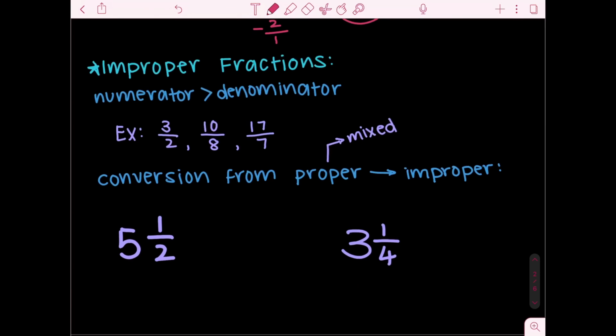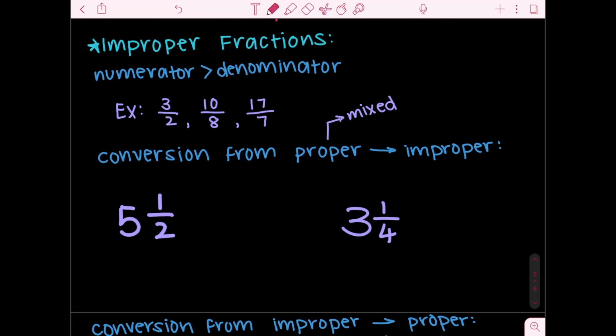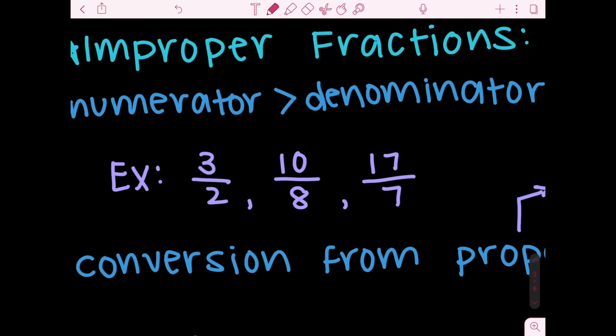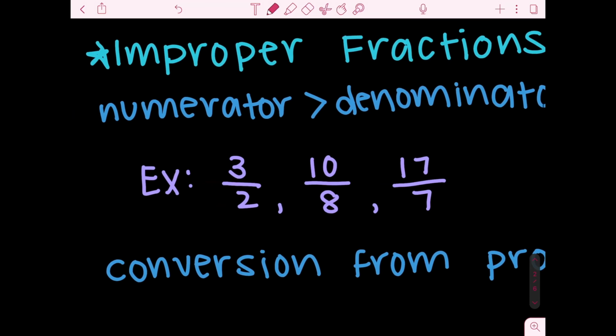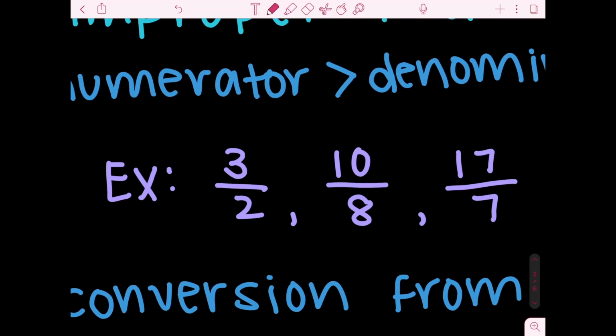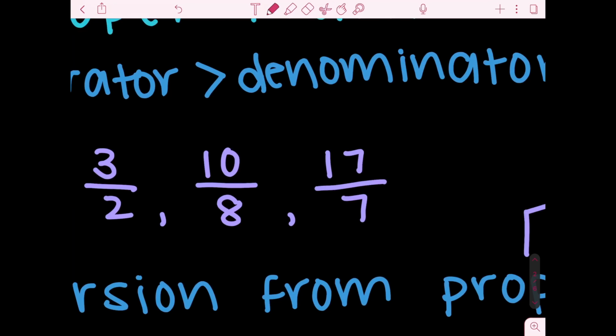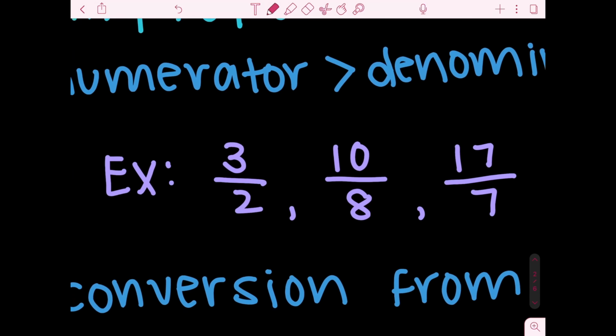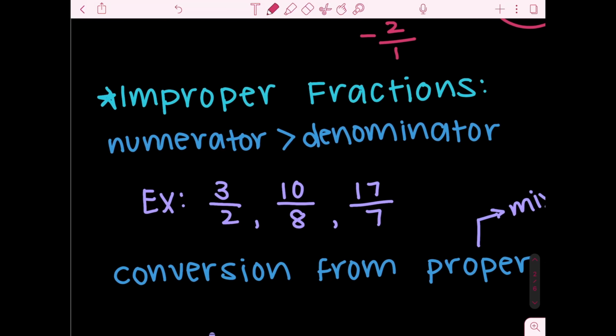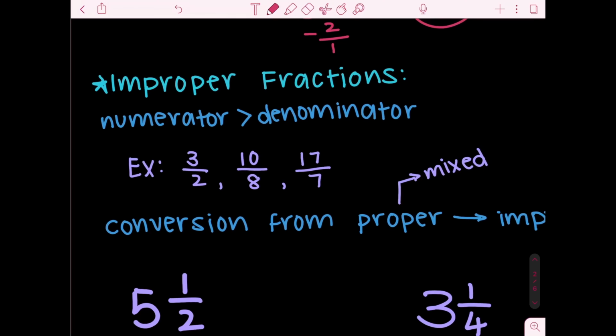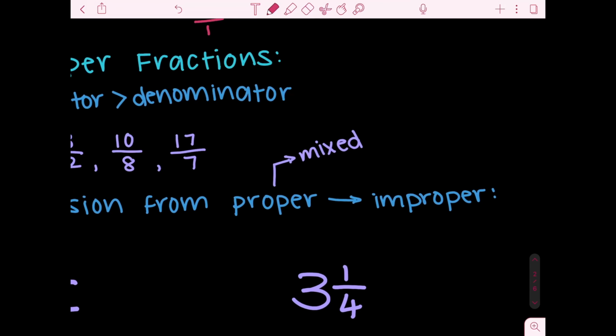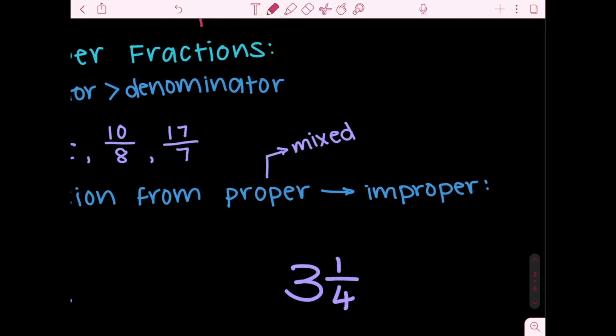Okay, moving on to improper fractions. Now this is where it becomes a little bit tricky. An improper fraction is when the numerator is greater than your denominator. So for example, 3 divided by 2, 10 divided by 8, and 17 divided by 7. These are all examples of improper fractions. So we're going to look at conversion. First of all, conversion from proper to improper fractions.